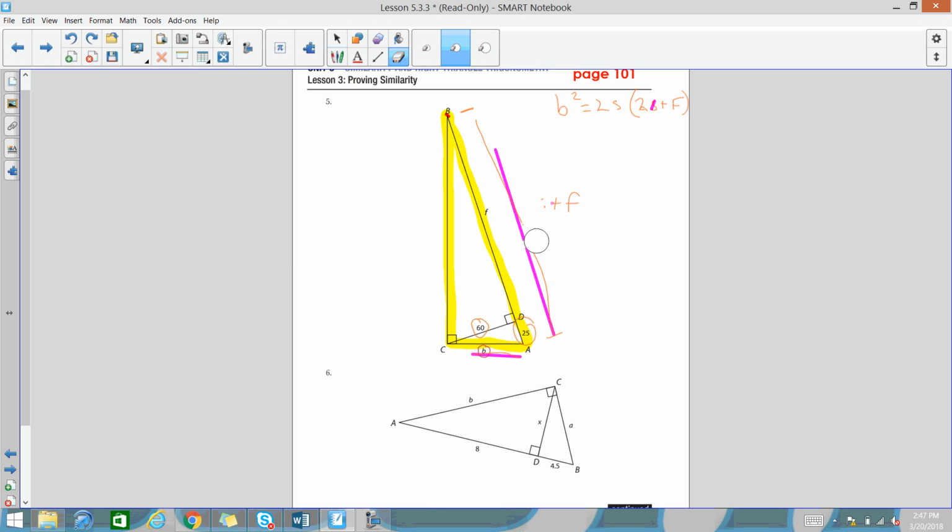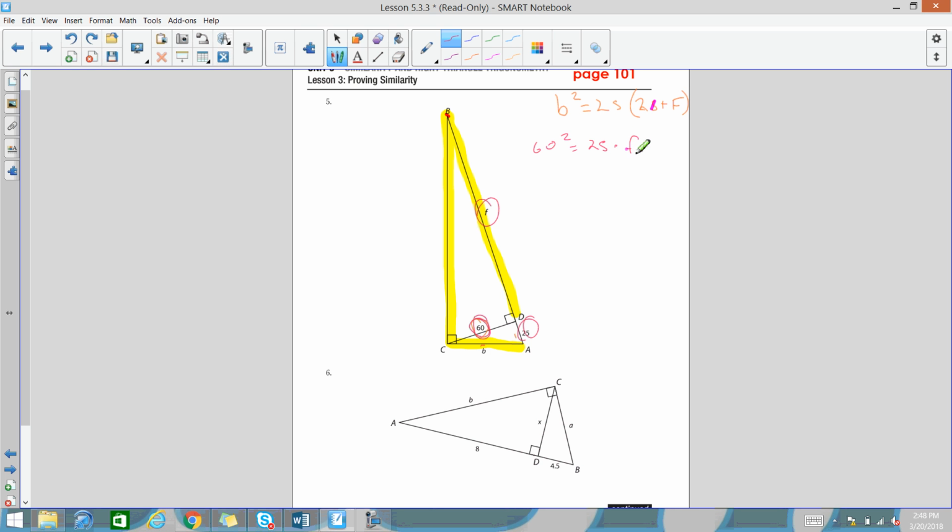So unfortunately, you can't solve the leg first, because you have two variables there. What you have to do is use the altitude first, meaning altitude squared, or 60 squared, is equal to left part, so 25, times the right part, which is f. You see that? So sometimes you have to use a leg or an altitude, even if you have it, but that's the only way you can solve for a missing side length here. We'll come back and use the leg in a second once we find the value of f.